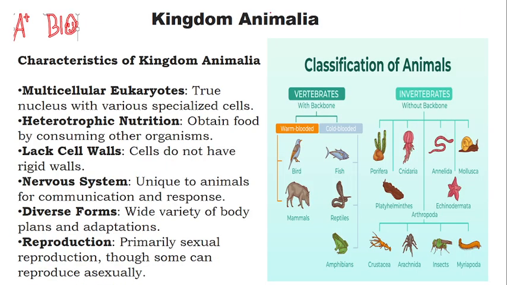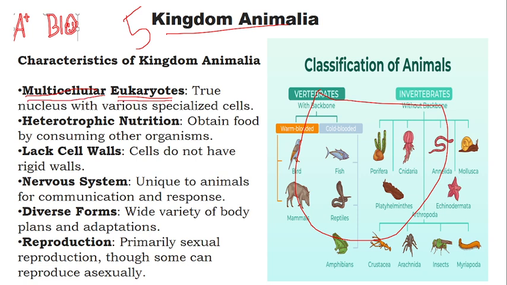So let us have the kingdom Animalia, which is the fifth kingdom, and after this we are done with the five kingdoms in this world. You should understand that there are different animals in this world, but all of them share similar characteristics. Number one, all animals are multicellular and eukaryotic, meaning they have many cells and also a true nucleus.